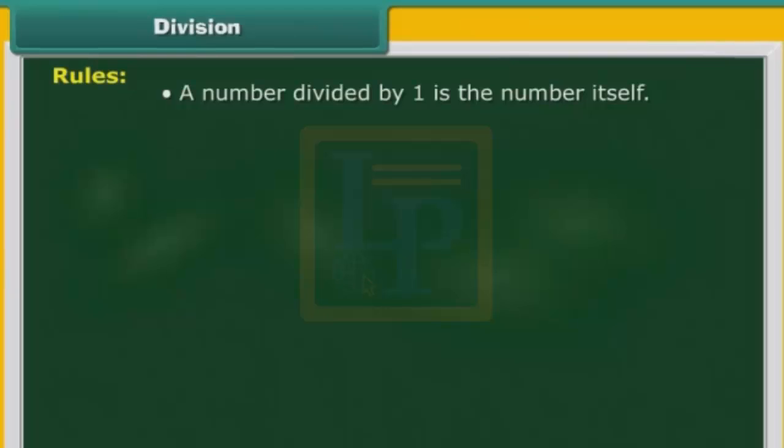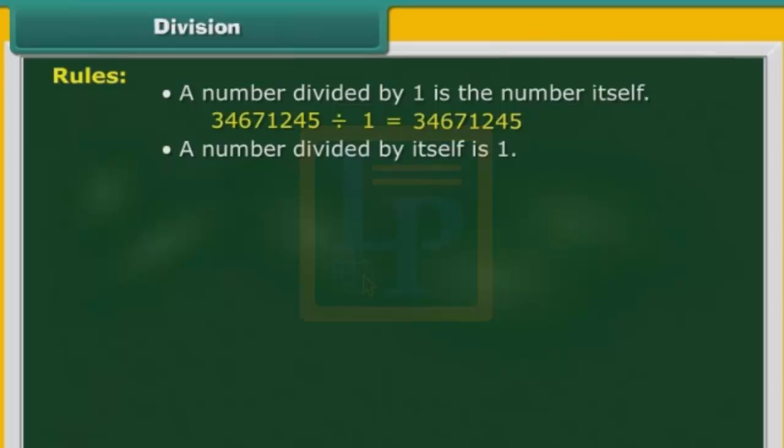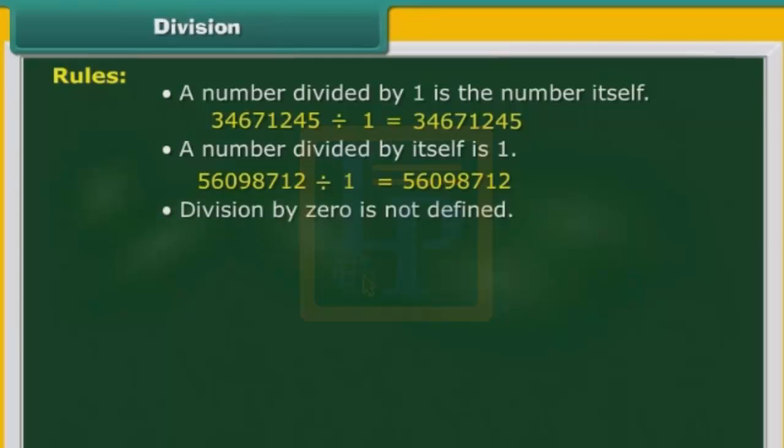A number divided by 1 is the number itself. 34671245 divided by 1 is equal to 34671245. A number divided by itself is 1. 56098712 divided by 56098712 is equal to 1. Division by 0 is not defined. 56795432 divided by 0 is equal to not defined.